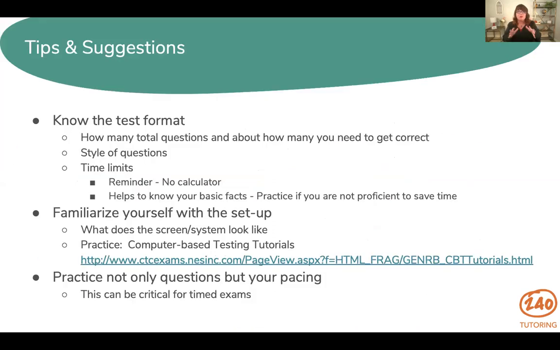And I'm going to point out a few little reminders. Just like I said last week in our video, you need to know the test format. Total questions, about how many you need to get correct to be considered passing. The style of questions. Guys, just going back and reading the verbs in those standards helps you see. I might have some questions that make me think because the verb is interpret. Know your time limits. Remember, there's no calculator. And for a timed test, that can be very tricky.